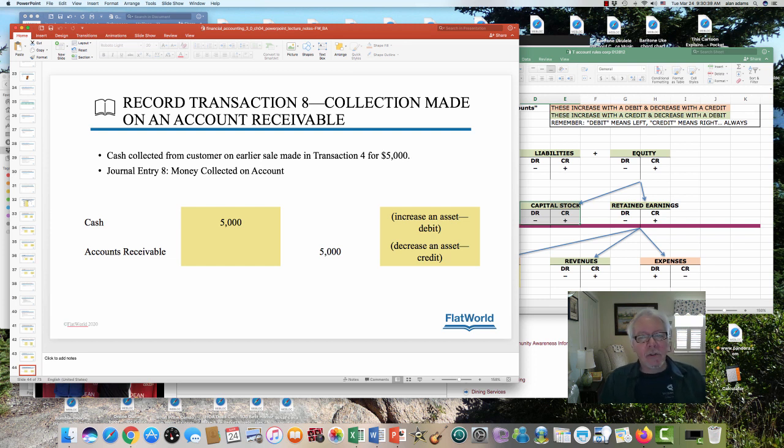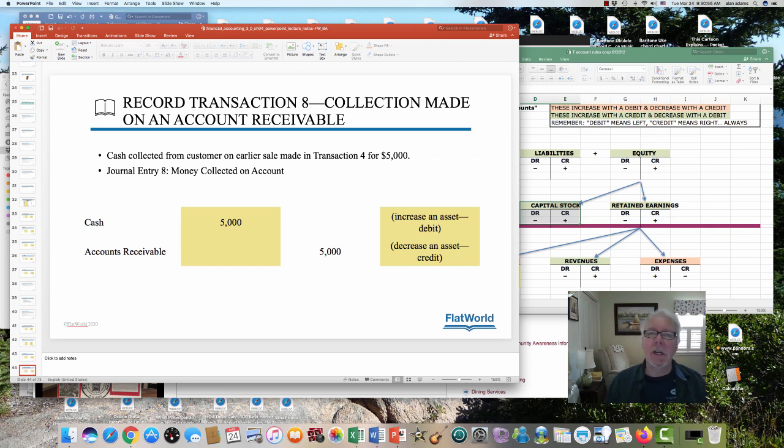All right, here's another case of the accrual system where we separate revenues and expenses from cash. We have sold on credit before. We sold $5,000 worth of goods in our second or third transaction.